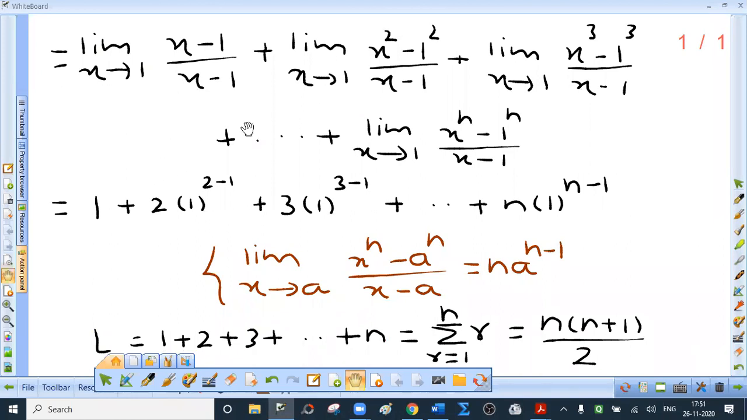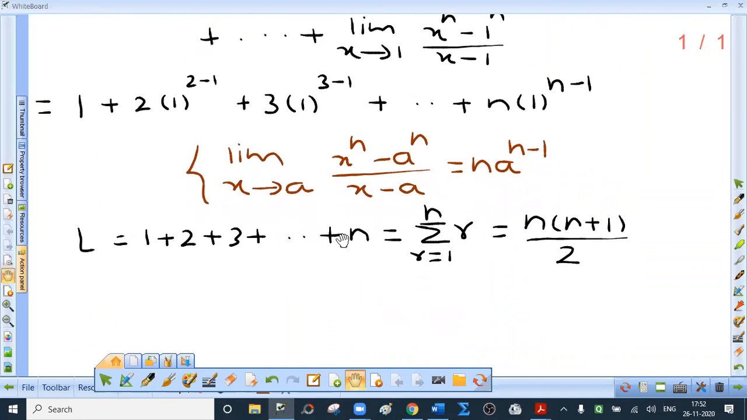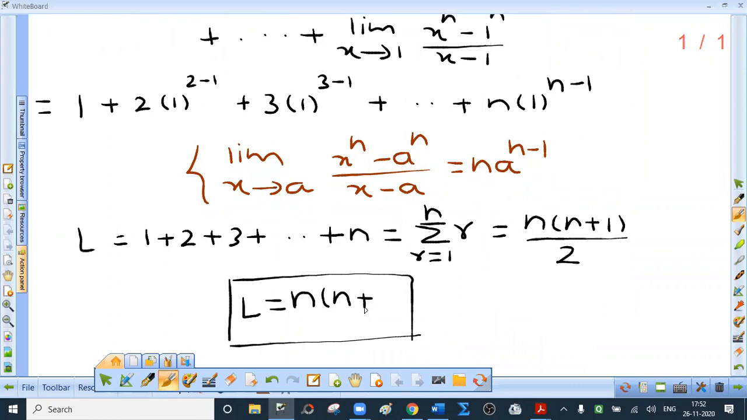So this is 1 plus 2 into 1 raised to 2 minus 1 plus 3 into 1 raised to 3 minus 1 up to n into 1 raised to n minus 1. So it is 1 plus 2 plus 3 up to n. Note that this is sigma r, r goes from 1 to n, that is the sum of the first n natural numbers. And what is that sum? You should know that. It is n into n plus 1 upon 2. So the final answer is L equal to n into n plus 1 divided by 2. Right.